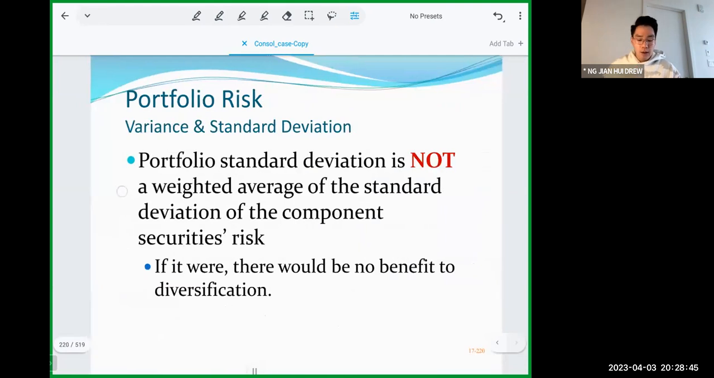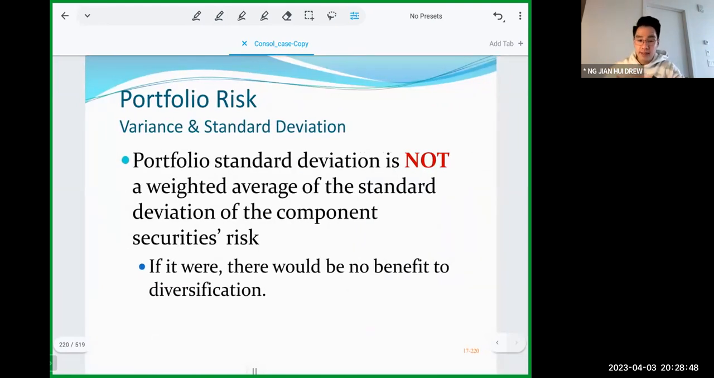Now, before we talk about portfolio risk, this is the part I want to highlight. For portfolio returns, what do we do? We simply add up. It's just an addition: we add up stock A, stock B, stock C, weighted by the W, and P for expected returns. And that's all. It's very simple.